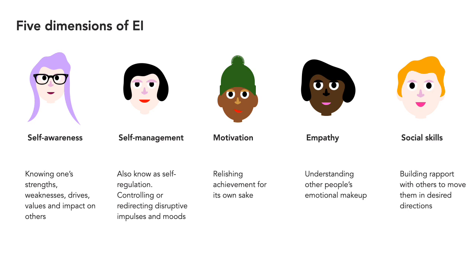Self-management, you'll also likely see it noted as being called self-regulation. So it's about controlling or redirecting impulses that are perhaps disruptive. Motivation is about relishing achievement for its own sake. Empathy, I think, is fairly straightforward, but it's about understanding other people's emotional makeup. And social skills, so about building rapport, networking, but working with others to help move them into the right desired direction.